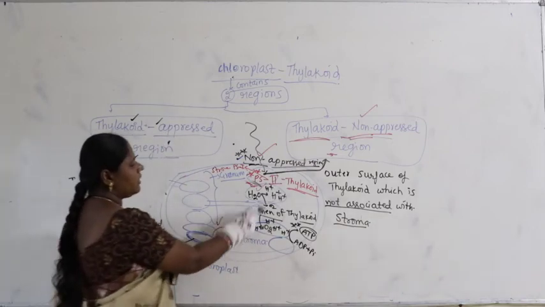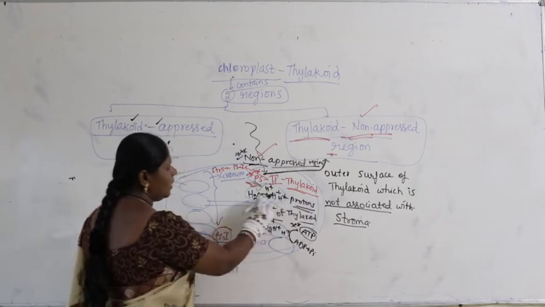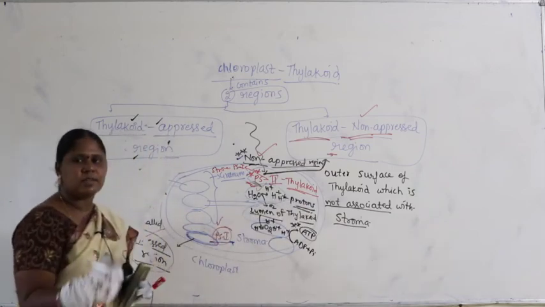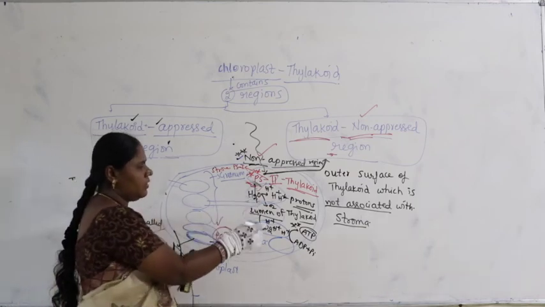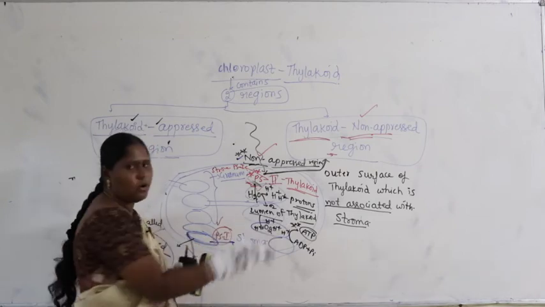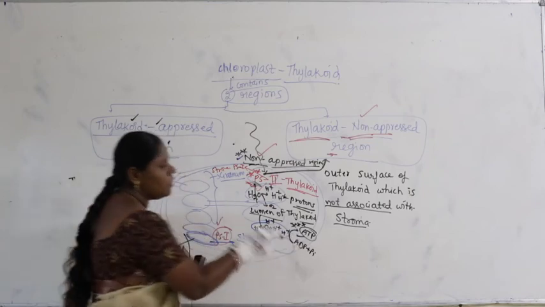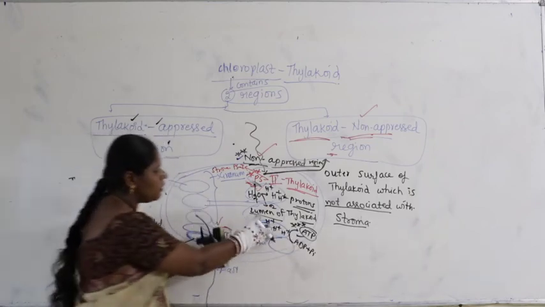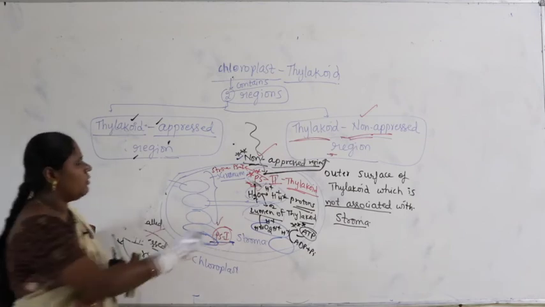In the lumen, what is getting accumulated? Protons are accumulated. From where are they coming? From the splitting of water. These protons accumulate in the lumen of the thylakoid. Using these protons, ADP plus inorganic phosphate gets converted into ATP. This is our next concept, that is photophosphorylation. What is this?